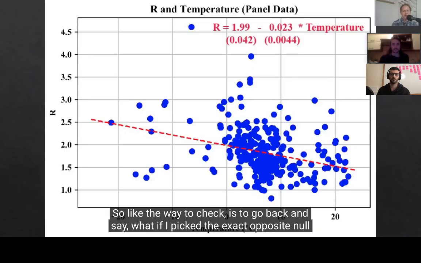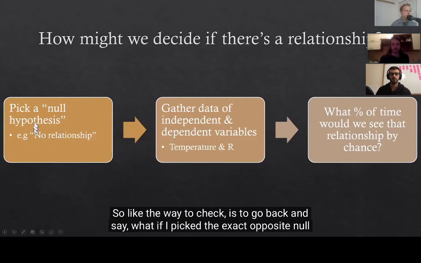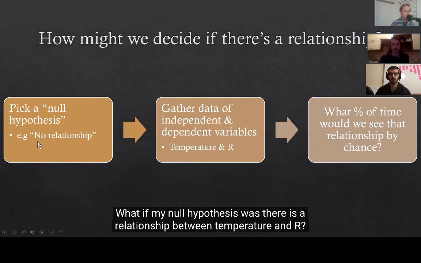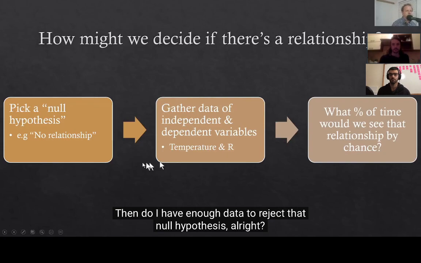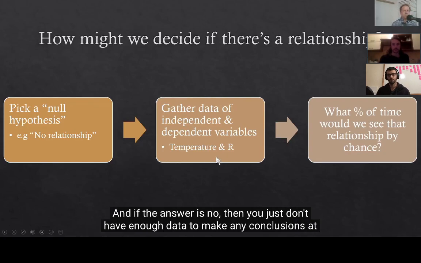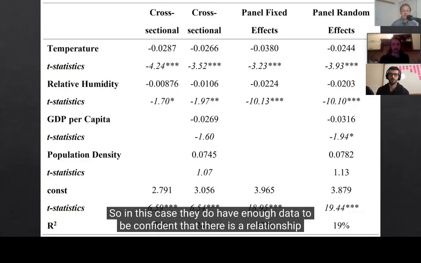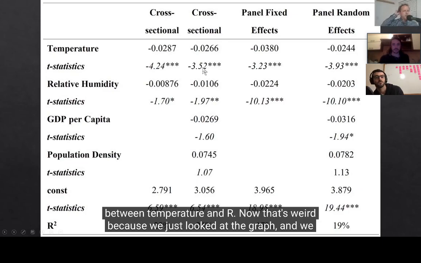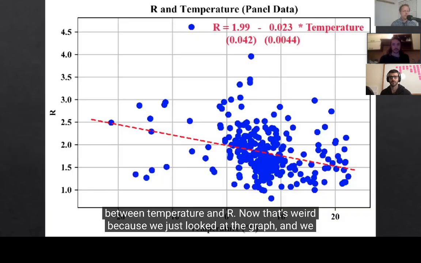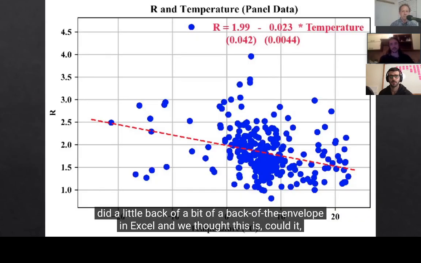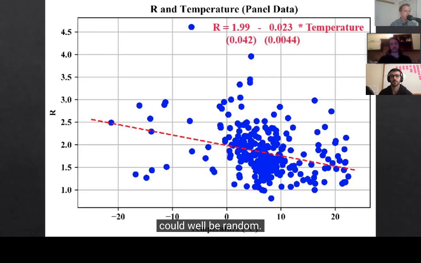So the way to check is to go back and say, what if I picked the exact opposite null hypothesis? What if my null hypothesis was there is a relationship between temperature and R? Then do I have enough data to reject that null hypothesis? And if the answer is no, then you just don't have enough data to make any conclusions at all. So in this case, they do have enough data to be confident that there is a relationship between temperature and R. Now that's weird, because we just looked at the graph and did a little back of the envelope in Excel, and we thought this could well be random.